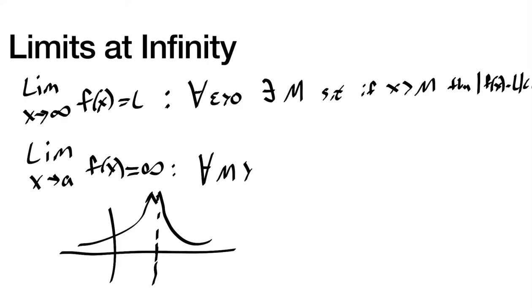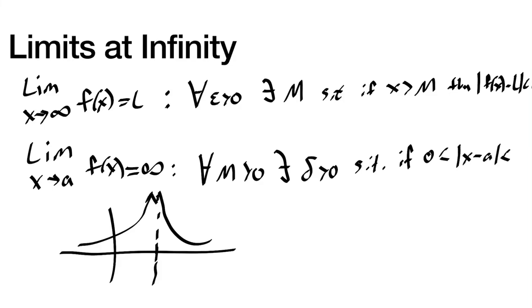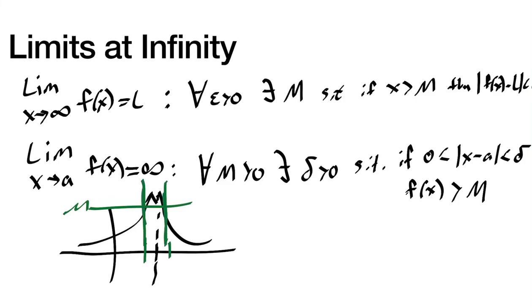So that means for all m greater than 0, there exists a delta greater than 0, such that if 0 is less than absolute value of x minus a is less than delta, f of x, and I don't want that absolute value sign there, f of x is greater than m. So you see what we've got here. Now we're picking some value m, and we're going to make our little delta window small enough such that all the values in our function are bigger than m. And this was similar to what we did with the sequences.